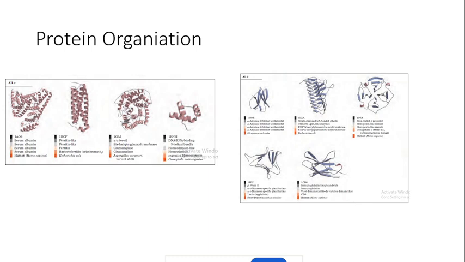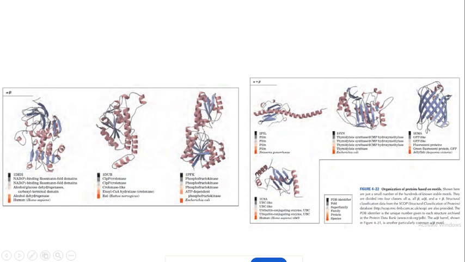So there are four kinds of protein organization. One is all alpha. These proteins have only one secondary structure, that is alpha helix, nothing else. All beta, they have only beta sheet as their secondary structure. They don't have alpha helix, right?